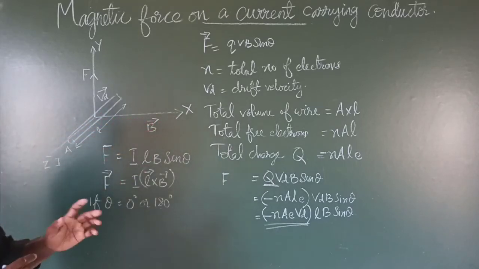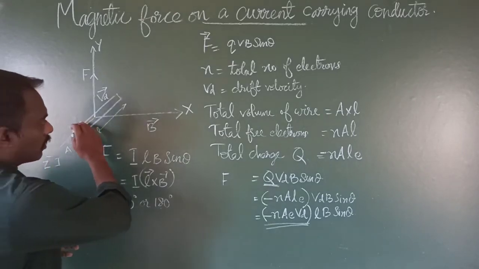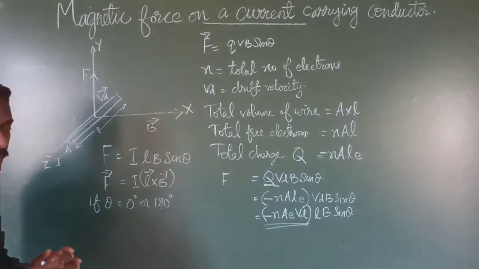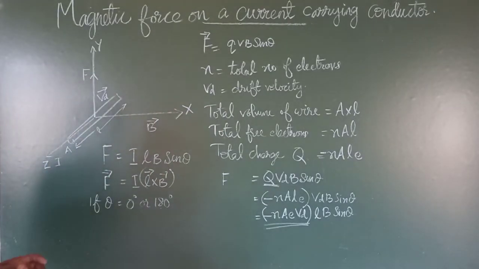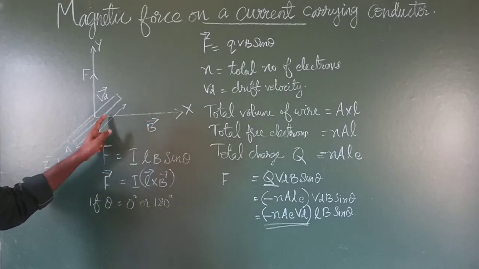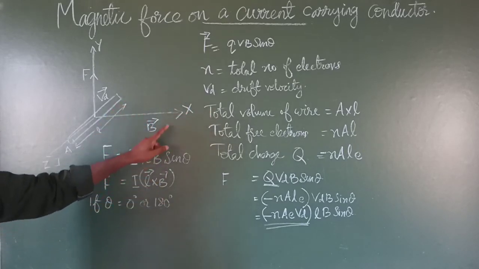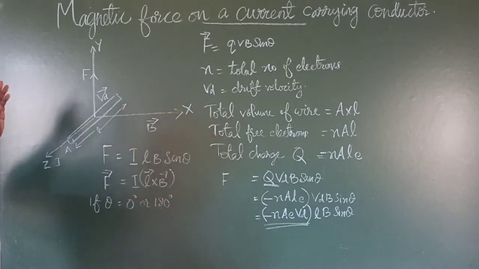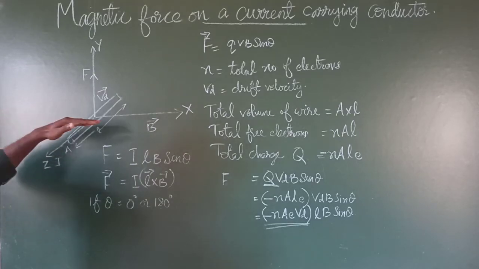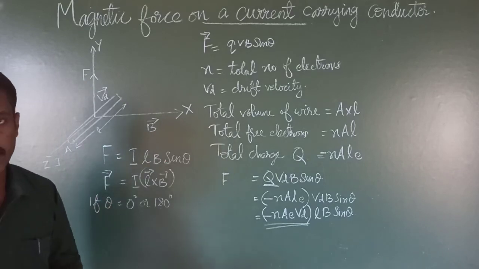That means no force will act on the moving charges, and these moving charges will continue on their path in a straight line. If the angle is 0, the charges will move along the direction of the magnetic field, and if the angle is 180 degrees, they will move opposite to the direction of the magnetic field, and keep on moving in a straight line without changing direction.